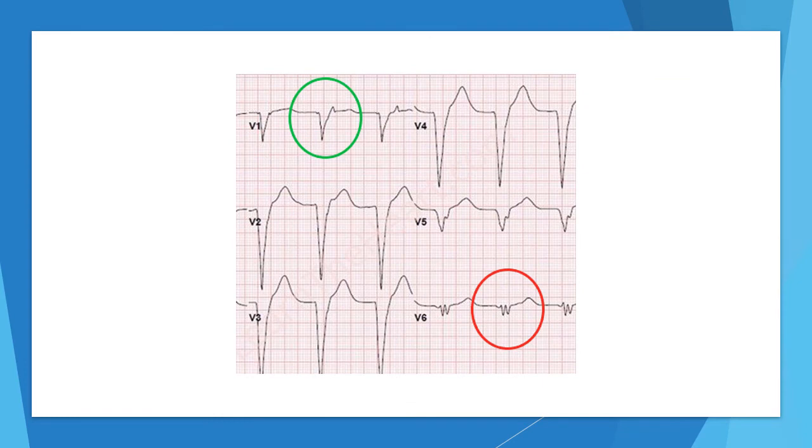Okay, and I've zeroed in here on this slide to show you where it fails. The red circle indicates that should be positive and upright in order to meet true left bundle criteria.